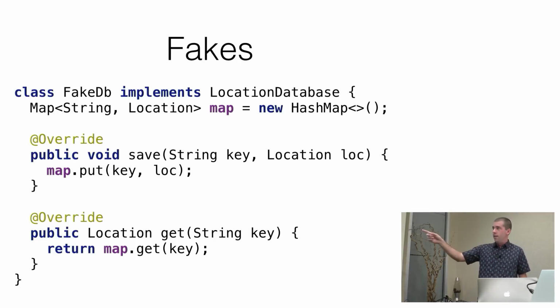Here's an example of our in-memory database. So it's just a map. It implements LocationDatabase. The contract is just save and get. And it works exactly like a map. So we just put a map in there and it works, as long as you don't restart the process, which you probably won't in a test anyway.